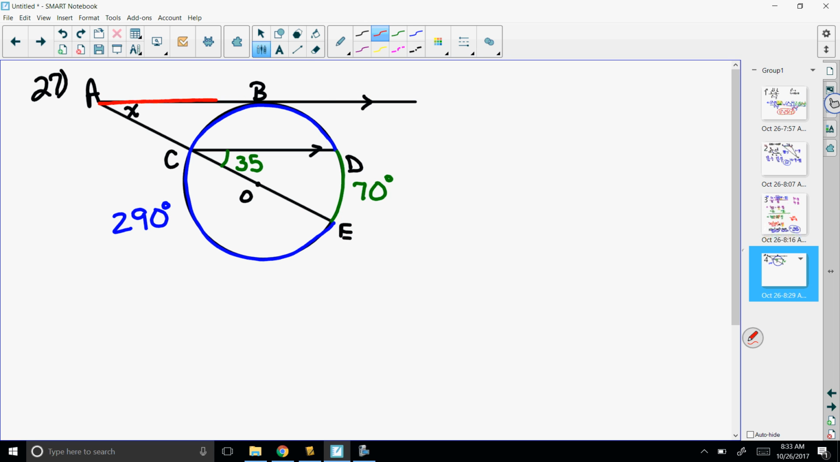Now, if the tangent is parallel to the chord, these angles are, no, not alternate interior angles. Those are corresponding angles because you have two lines cut by a transversal. So those angles are equal. So what is X? 35 degrees.